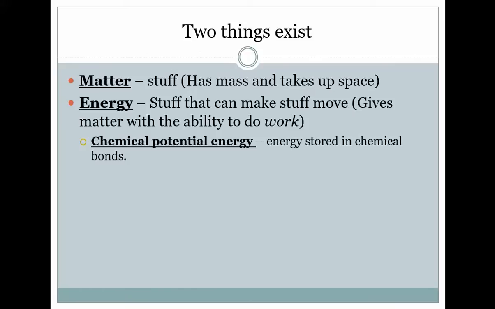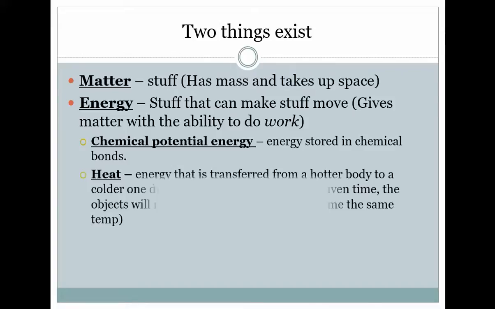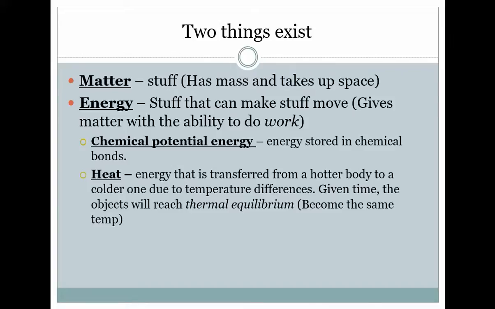We're going to be talking about different kinds of energy. There is energy that's stored in chemical bonds. Those bonds have the potential to change. So there's chemical potential energy stored in bonds, which can be released when you, for instance, burn something.